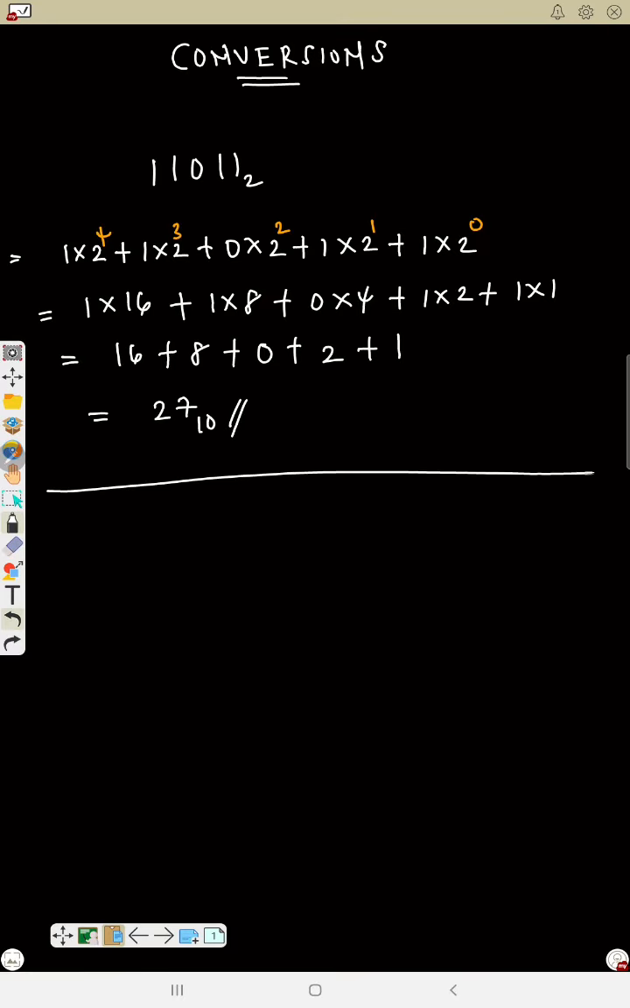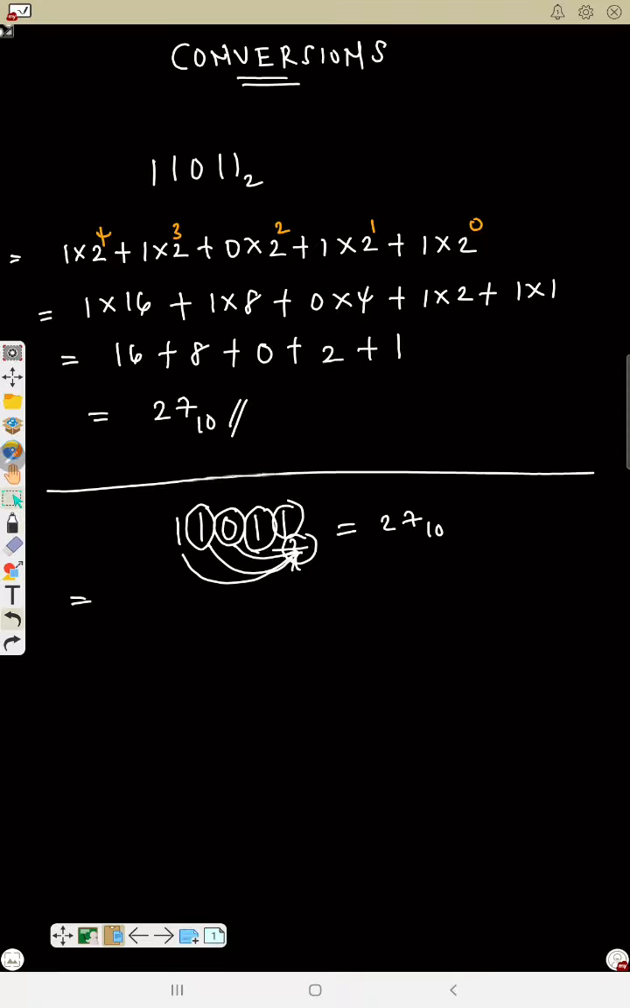Now let's use the other method. 11011 base 2. So this will be what? 1 times 2, that will be 2, plus the next number, that will be 3. That 3 again times 2, that is 6, plus the next number, that is still 6. That 6 again times 2, that is 12, plus the next number, that is 13. That 13 times 2, that is 26, plus the next number, that is 27. So that means this is 27 base 10.